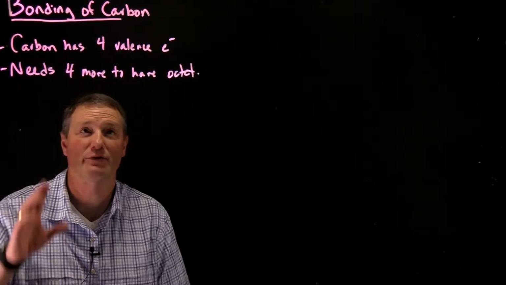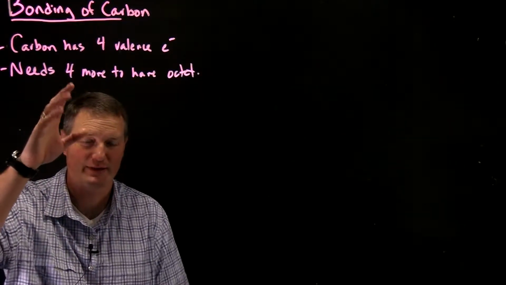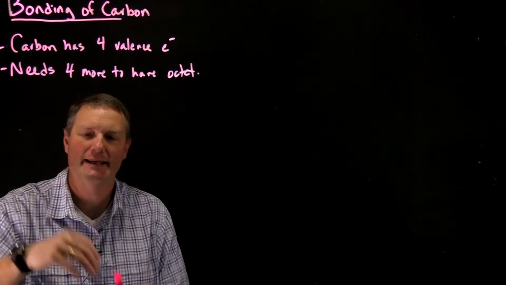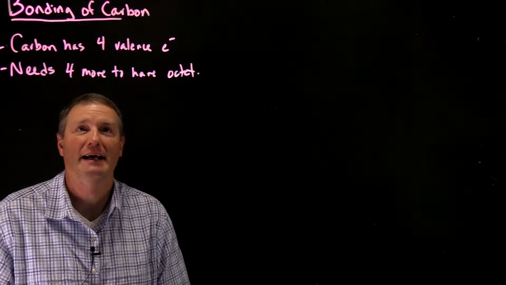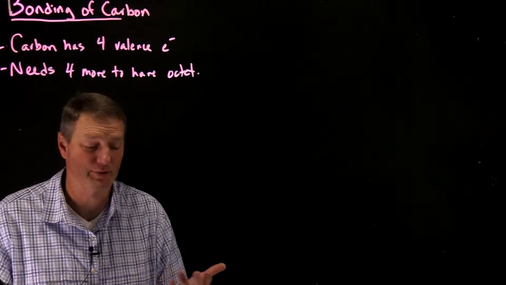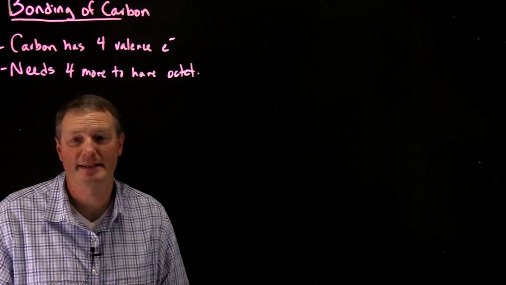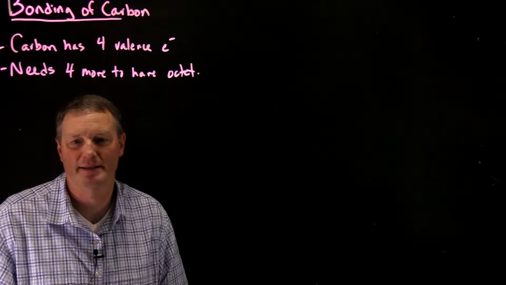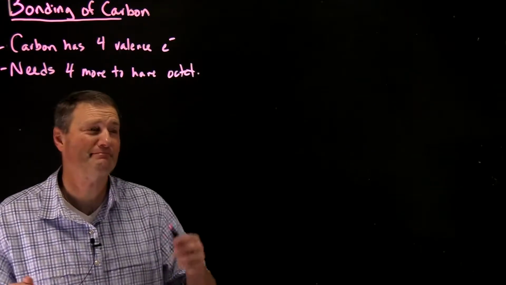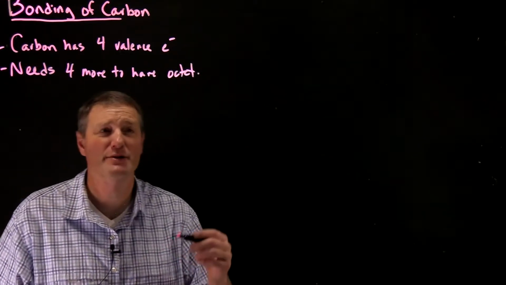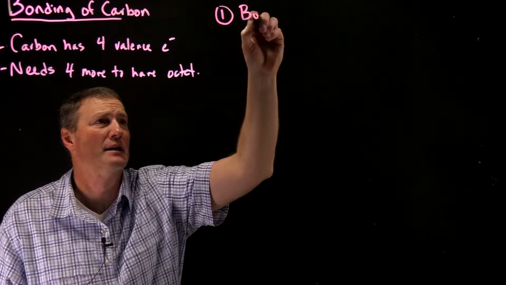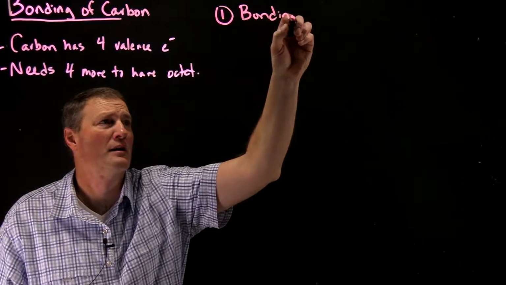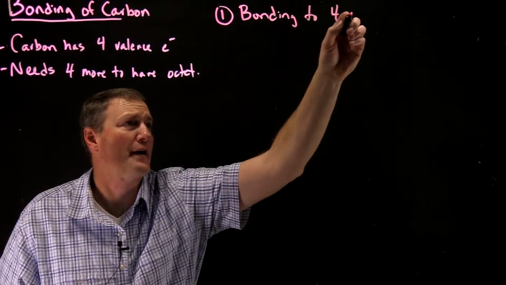Because carbon has 4 valence electrons, it's in group 4, and it needs to get to its octet to be, quote, satisfied, if you will. It needs to have 4 more electrons from somewhere. So what this means is that carbon likes to bond to 4 other things. And there's a couple different ways that carbon can do that. So let's look at the first case, bonding to 4 other atoms.